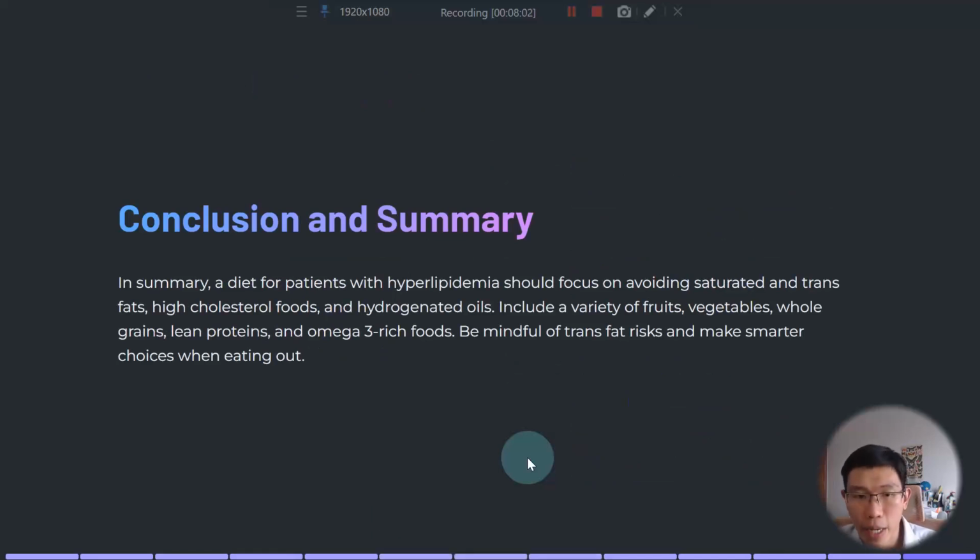In summary, a diet for patients with hyperlipidemia should focus on avoiding saturated fat, trans fat, and high cholesterol foods, and include more fiber, vegetables in your diet, and less refined foods. With that, you can encourage your patients to adopt a healthier hyperlipidemia diet. Thank you.